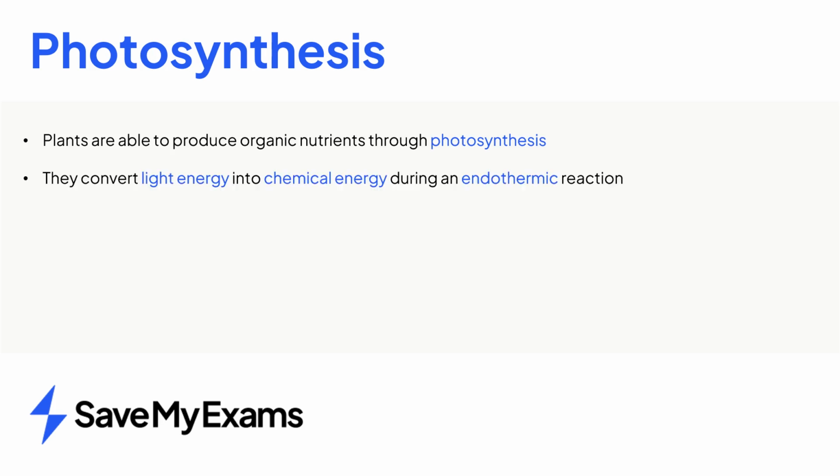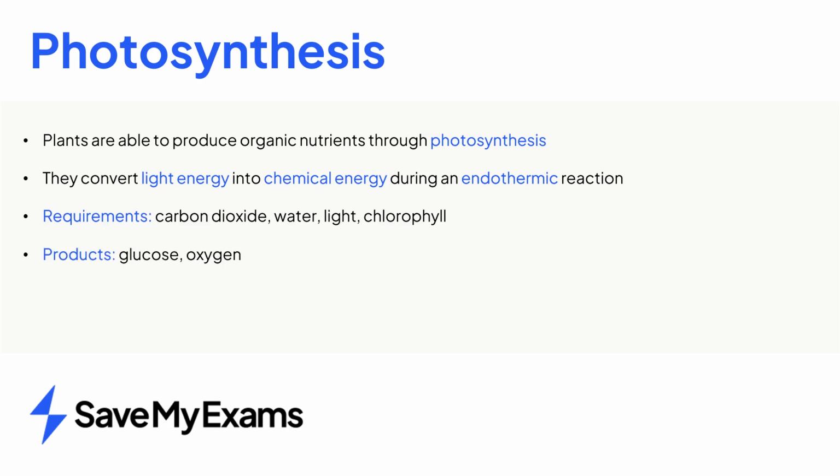In summary, plants are known as producers or autotrophs because they produce organic nutrients through the process of photosynthesis. Photosynthesis is an endothermic reaction during which light energy is converted into chemical energy that can be used by other organisms in food chains. Carbon dioxide, water, light, and chlorophyll are all needed for photosynthesis to occur in order to produce glucose and oxygen. The process can be represented by a word or balanced chemical equation.